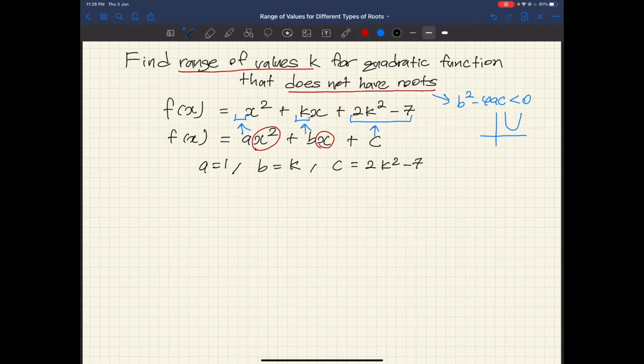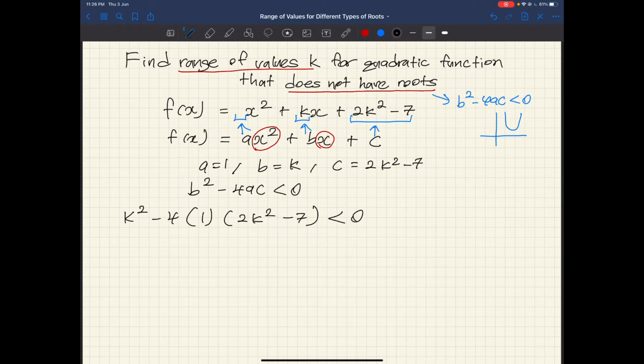Now we have these coefficients properly defined, so we just write our formula b squared minus 4ac less than 0, to echo the question, which is asking for the quadratic function that does not have any roots. Let's start with b squared. Your b is k, so k will be squared, minus 4, your a is 1, and your c is 2k squared minus 7, and make sure you follow the sign properly. So your sign is less than 0, and the rest of it is simple algebra.